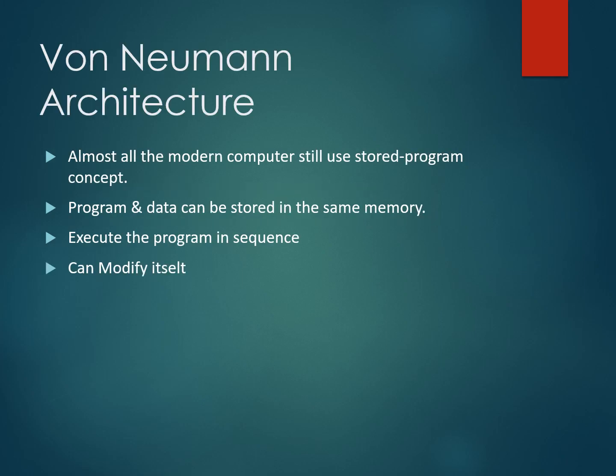Von Neumann, with his colleagues, designed a new stored program computer at the Institute for Advanced Study. These computers are now referred to as IAS computers. Almost all the modern computers still use the stored program concept. The three principles of the von Neumann concept were: program and data can be stored in the same memory. The computer will execute the program in sequence as per the set of instructions provided as an input. When the computer is executing the programs, it can modify itself.